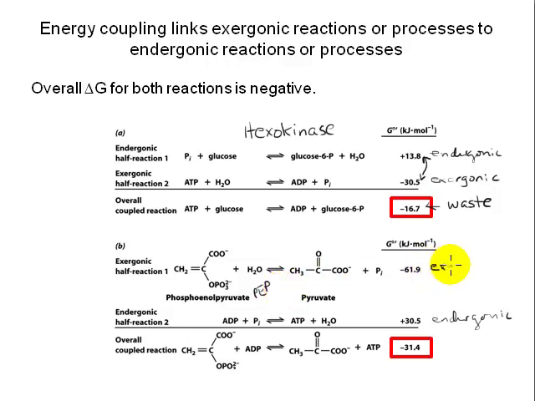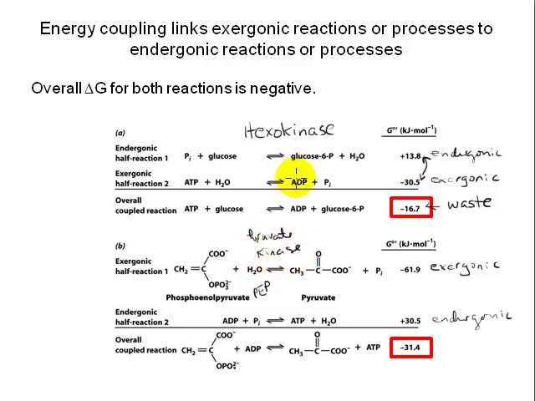The free energy change is negative 61.9 kilojoules per mole of PEP. And this is more than enough to cover the plus 30.5 kilojoules per mole required to rebuild ATP from ADP and phosphate. As we'll see, this is just one of the ways that ATP is produced in cellular respiration. But again, we see that the overall change in free energy for the coupled reactions is still favored, overall exergonic. This reaction is catalyzed by pyruvate kinase, a completely different enzyme.